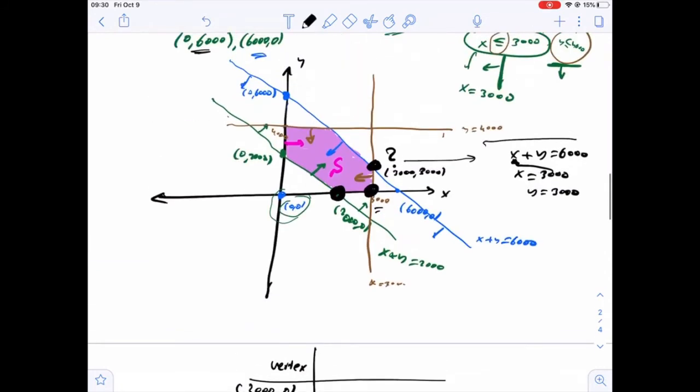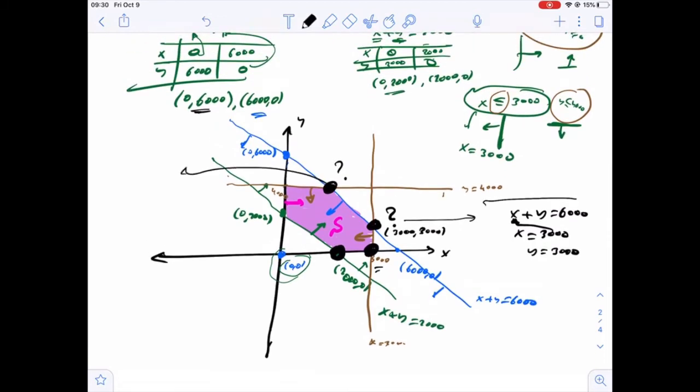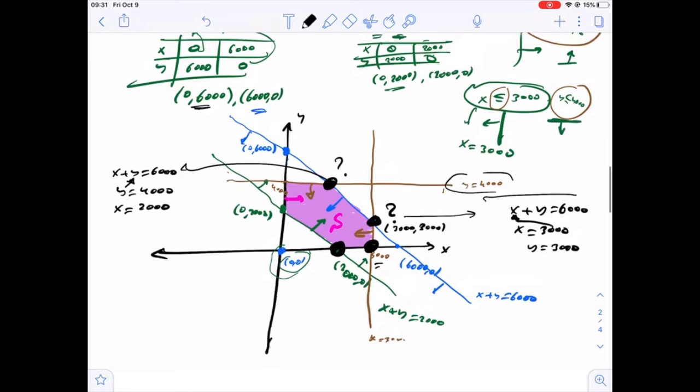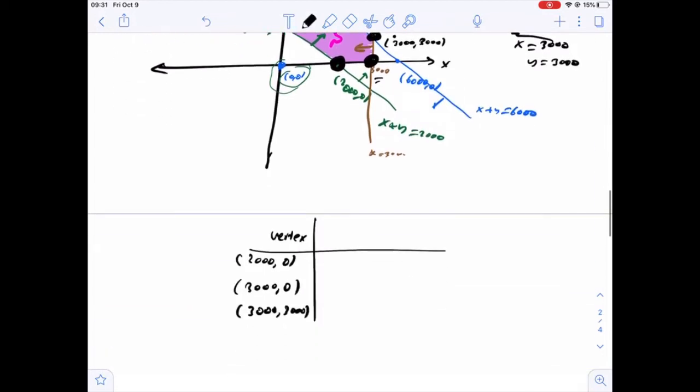Let's continue. And we have this point here. We don't know this point as well. So let's find this point. So this comes from the intersection of the blue line, which is x plus y equals 6000. This is the equation. With the y equals 4000, the brown line. So since we know that y, we can find x, it's 2000. So the point is, this point is 2000 and 4000. So we put it here, 2000 and 4000.